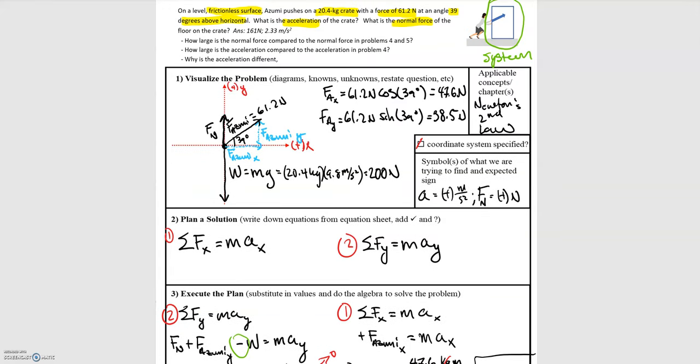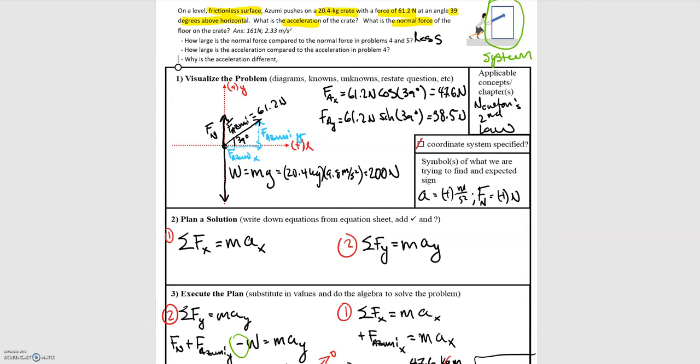So we were asked a few questions about our answers, and it asked, how large is the normal force compared to the normal force in 4 and 5? And well, it's less than. And so this highlights that the normal force isn't always going to be equal to the weight force. It's going to be dependent on what kind of other forces you have in the y direction, or in the direction of the normal force.